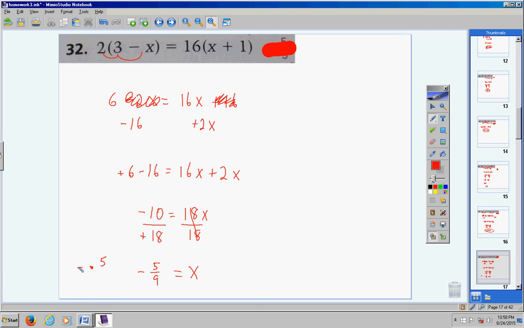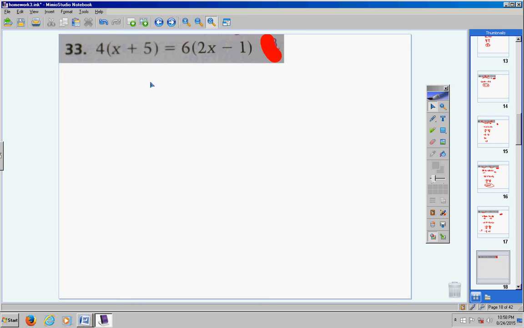So negative 0.5 repeating. However, you are not welcome to put 10/18. You must reduce your fractions if you're going to write your answer in fraction form. Okay, moving on to 33.